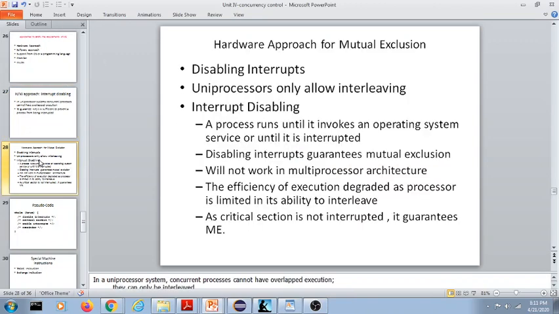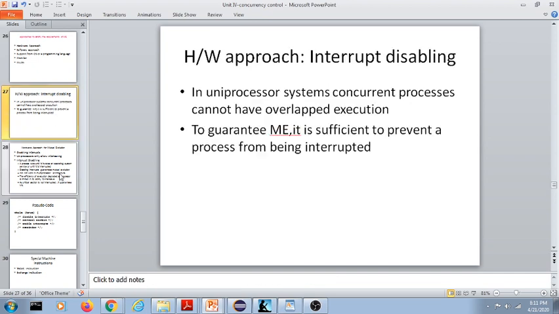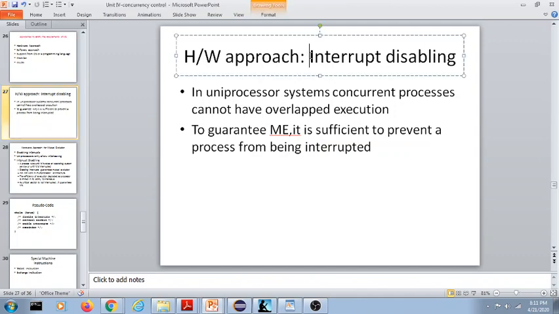So what is the hardware approach? There are different categories in the hardware approach to mutual exclusion. Either you can achieve mutual exclusion by using interrupt disabling, or you can achieve it by using the instructions. So in the hardware approach to mutual exclusion, there are two things to remember: you can achieve it either by disabling the interrupts, or by using the processor instructions. So what happens in interrupt disabling? What is interrupt disabling?